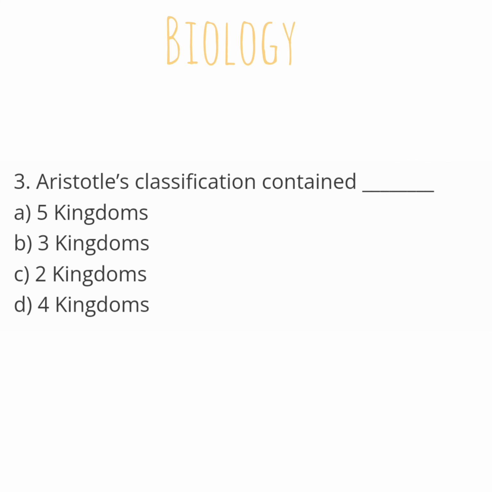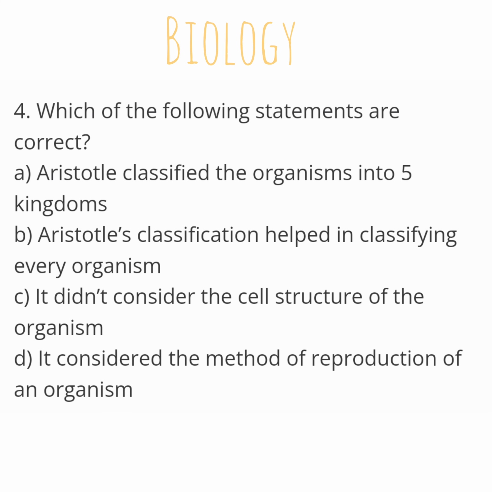Aristotle's classification contained 5 kingdoms, 3 kingdoms, 2 kingdoms, or 4 kingdoms, and the answer is 2 kingdoms. Which of the following statements are correct? Aristotle classified the organism into 5 kingdoms. Aristotle's classification helped in classifying every organism. It did not consider the cell structure of organisms, it considered the method of reproduction of an organism. And the answer is option C.